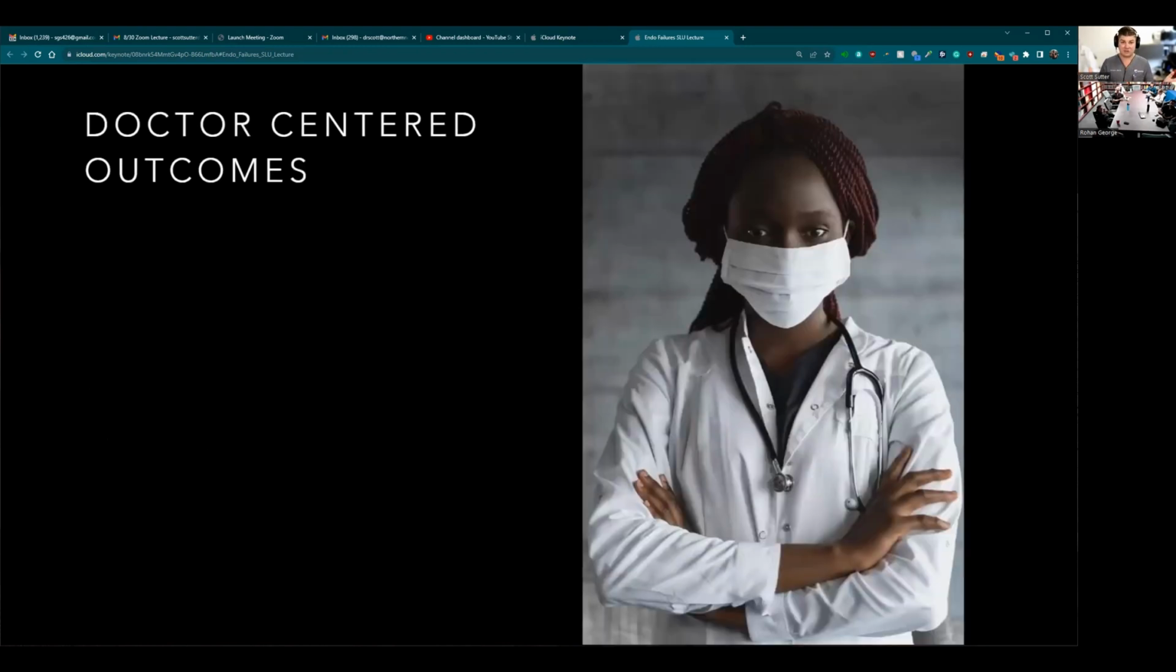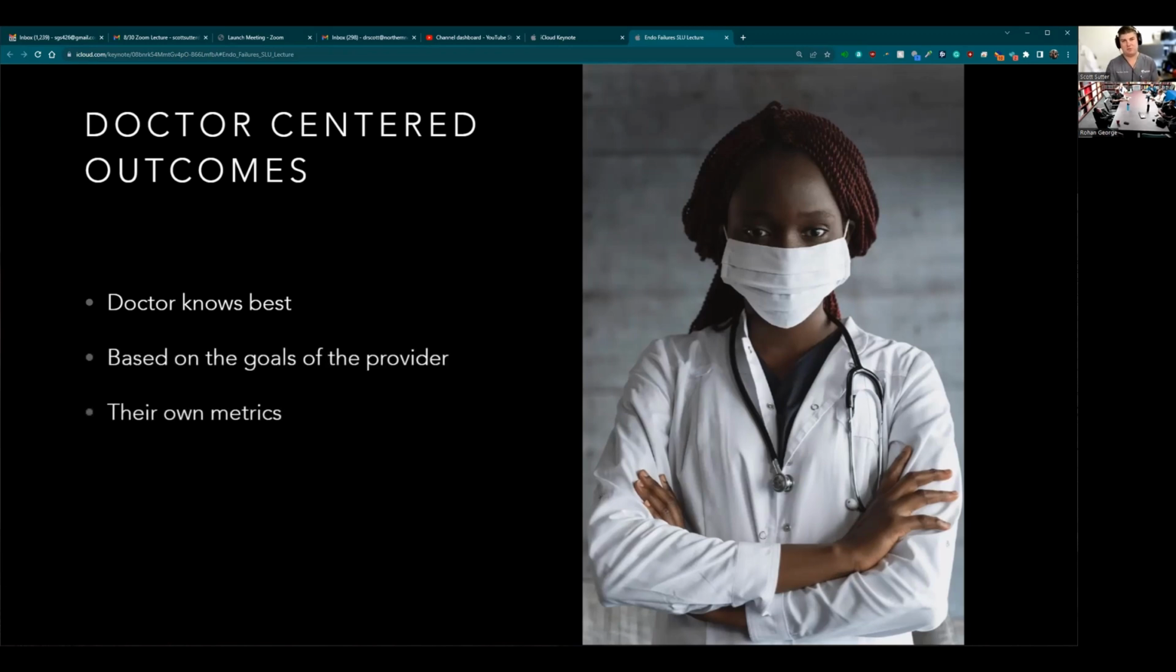Next one is doctor-centered outcomes. And this is the doctor knows best. If you talk to your grandparents, depending on how old your parents are, when they went to the dentist, there wasn't a treatment planning conversation. The dentist just said, hey, you need a crown, let's get it taken care of. And that was how the conversation went. It's based off the goals of the provider, which sometimes can be evidence-based. Sometimes it's a gut feeling. It can kind of be up in the air, and it's based off of their own metrics. The problem with this is there's no patient autonomy. The patient isn't involved in this conversation, and it's incredibly paternalistic.